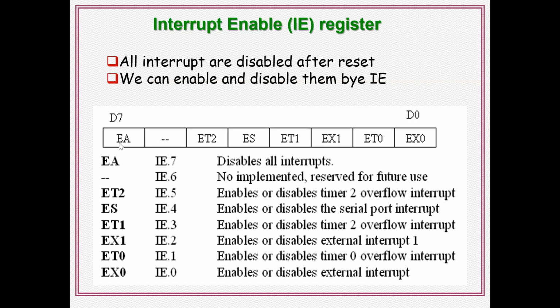Next one is EA. EA indicates enable all, which acts as a global bit for these registers. If enable all is equal to 1, then only the remaining individual enables or disables are activated. Otherwise, if enable all is disabled, then automatically all the others, whatever they may be, will be in the disabled condition. Here 0 indicates disable, 1 indicates enable.